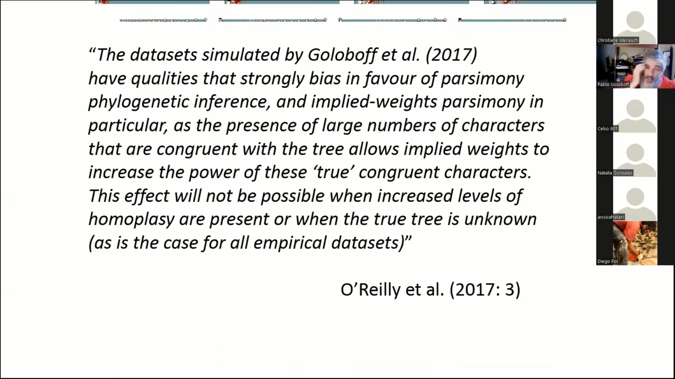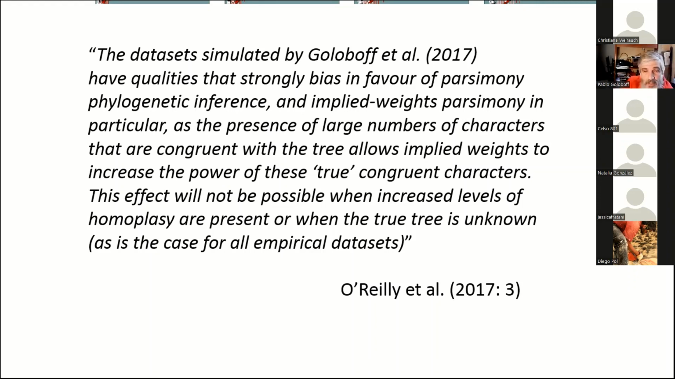Now, I was stressing that the distribution of homoplasy in those simulated data sets is even, there is even more homoplasy than in empirical data sets. And I wanted to mention that because in a series of papers against implied weighting, O'Reilly et al. and Puttick et al., it's the same set of co-authors, just switching the order, have said that the data sets we simulated in a paper we published in 2017 have qualities that strongly bias in favor of parsimony phylogenetic inference and implied weights parsimony in particular, as the presence of large numbers of characters that are congruent with the tree allows implied weights to increase the power of these true congruent characters. And they said, this effect will not be possible when increased levels of homoplasy are present, or when the true tree is unknown, as is the case for all empirical data sets.